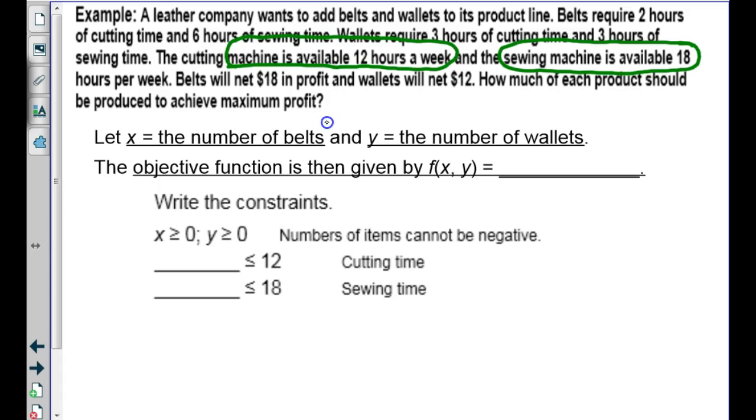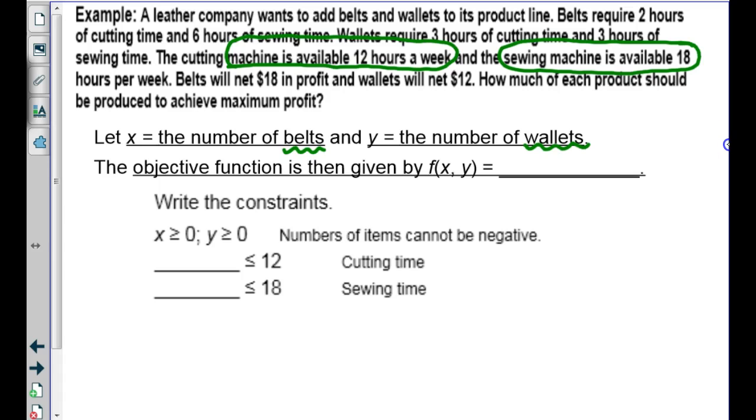There's a lot of numbers in that problem and a lot of words. Okay. Big thing. What are we making? So we want to say X is the number of belts and Y is the number of wallets. Now, the next thing I always do is the objective function, because then I'm done with those numbers and I can cross them off and they're not confusing me when I do the rest of the problem.